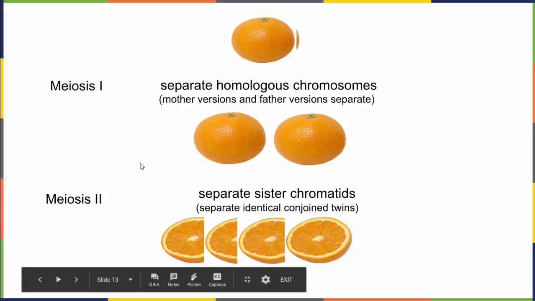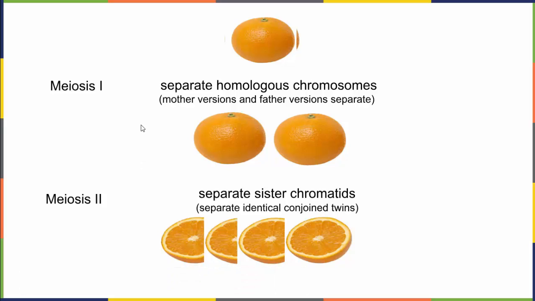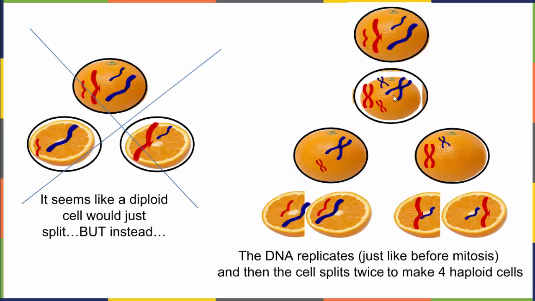Meiosis has 2 parts to it. Meiosis 1 is where we separate homologous chromosomes. So the mother versions and the father versions get separated. And if we look back at our previous slide here, that means we're talking about this first split here.